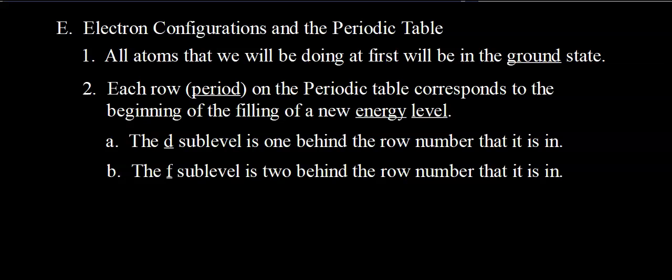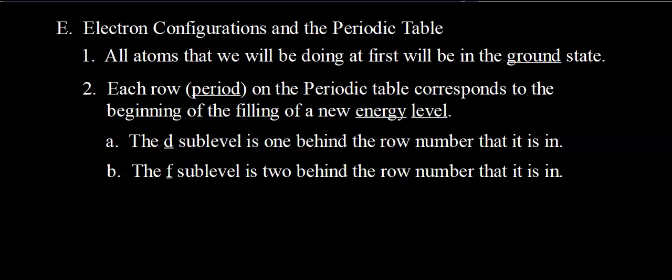What if I said you can just use the periodic table to write an electron configuration? Here's how it works. First of all, atoms that we will be doing at first will be in the ground state, as I mentioned before. Here's where there's a relationship between the periodic table and electron structure. You just thought it had these elements in there. It's got this particular random shape. The shape of the periodic table is not random at all. The periodic table tells us something about the electron structure of each atom. It's pretty amazing.